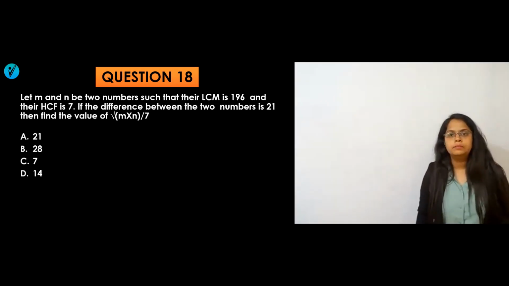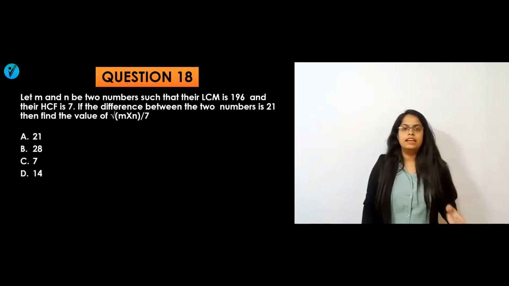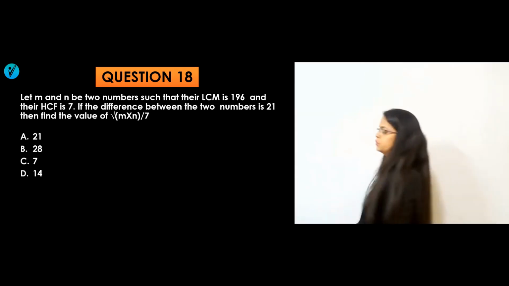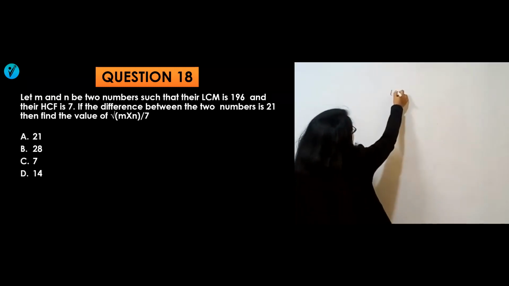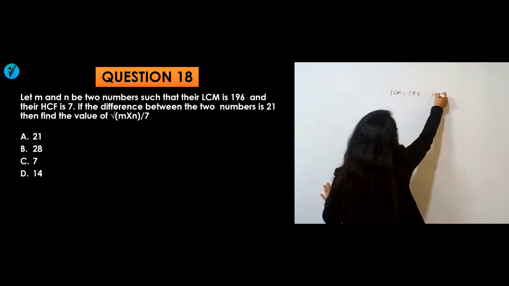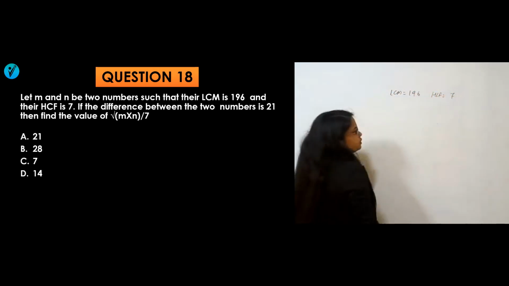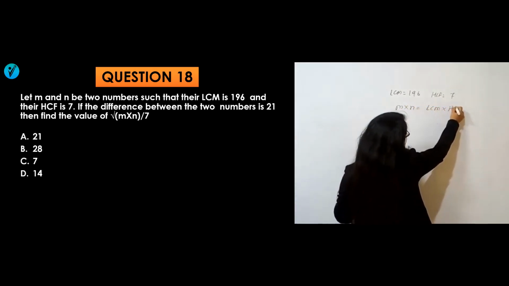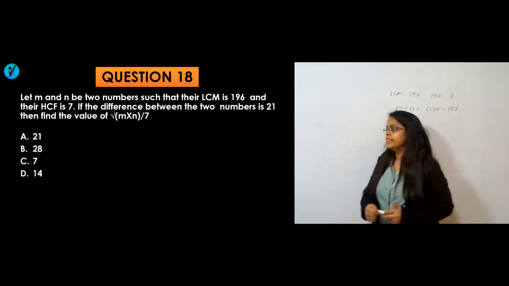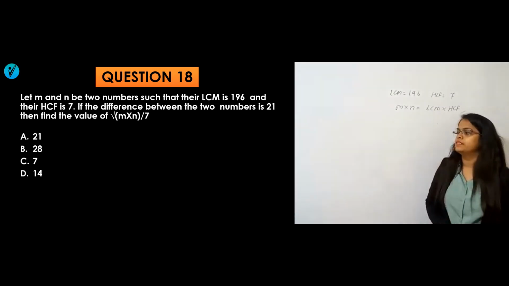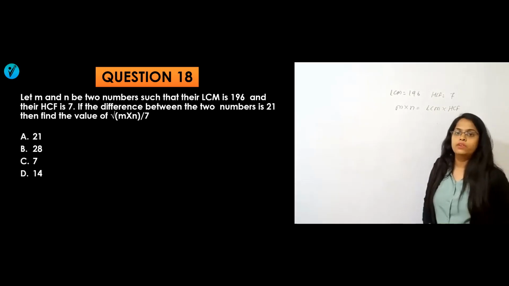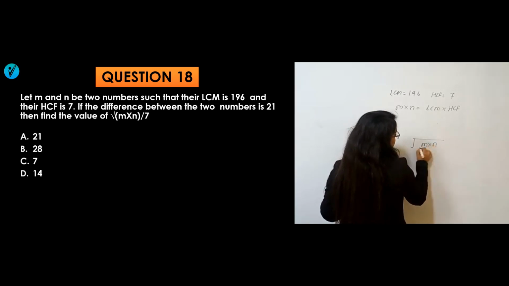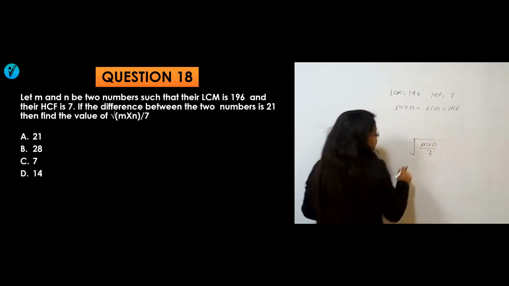Let M and N be two numbers such that their LCM is 196 and their HCF is 7. We know that M and N are the numbers, LCM is equal to 196, HCF is equal to 7. What we know is that the product of two numbers is equal to the product of LCM into HCF. Then they are saying that the difference between the two numbers is 21. Find out the value of root of M into N divided by 7. Root of M into N by 7.